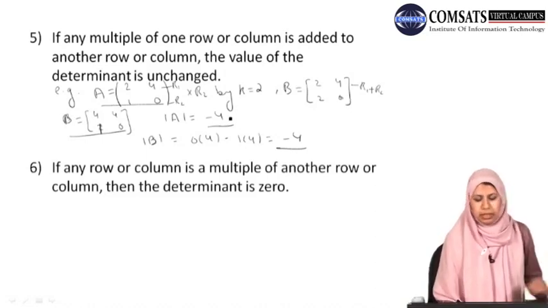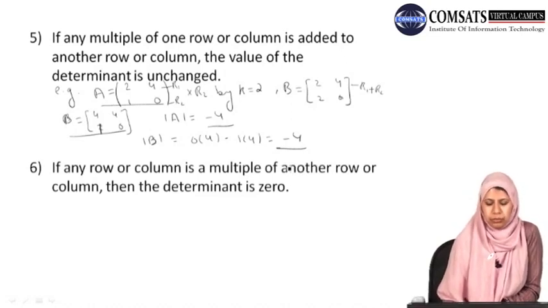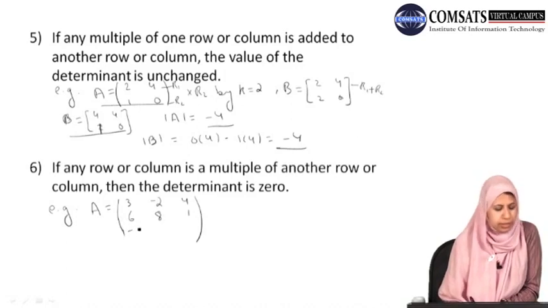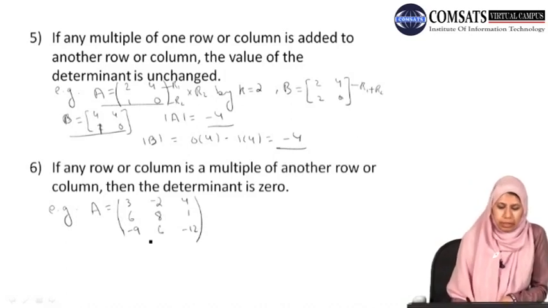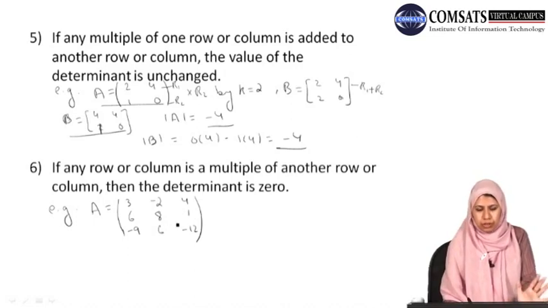The sixth property says that if any row or column is a multiple of another row or column, then the determinant is 0. For example, we have our matrix A with entries 3, minus 2, 4, 6, 8, 1, third row minus 6, minus 9, 6 and minus 12. Now the property says that if any row or column is a multiple of another row or column, then in that case the determinant will be 0.